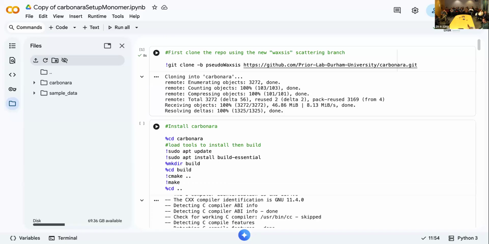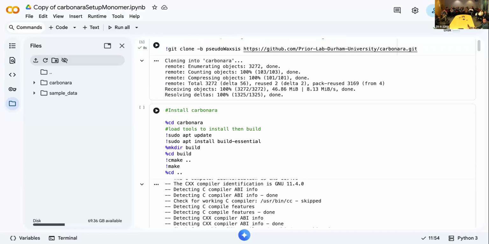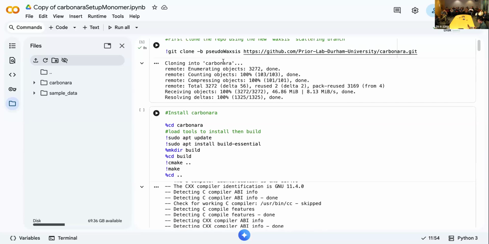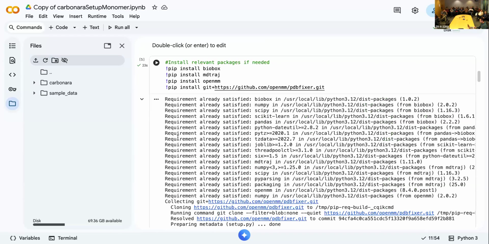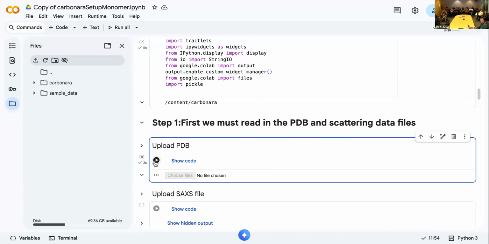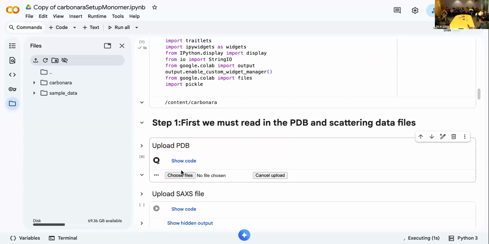Okay, so Jeremy? You basically clone the GitHub. There's a link on the GitHub to the Colab. You install everything, which I have done, and upload the PDB. So I will upload the PDB.